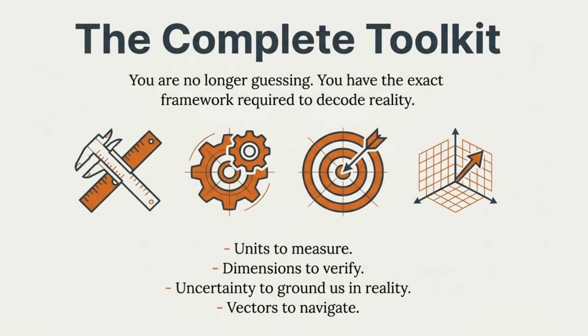This approach makes analyzing motion clearer and more manageable by fitting it into a straightforward grid system. Now you have everything you need to move forward confidently. This toolkit gives you clear units to measure your progress and dimensions to check and verify your understanding. It also includes a way to account for uncertainty, so you stay grounded in reality. Finally, it provides vectors to help you navigate through complex situations with direction and purpose. With this framework, guessing becomes a thing of the past, and you can approach challenges with clarity and precision.